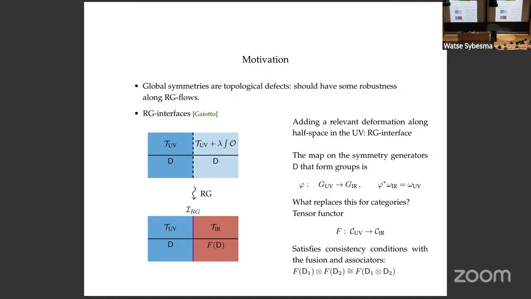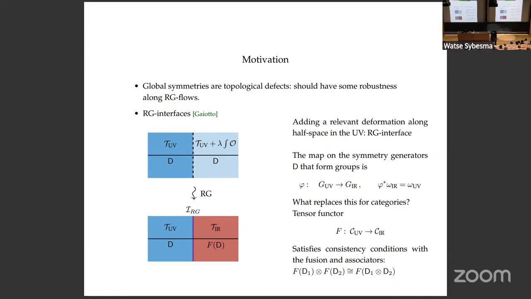And indeed, Gaiotto already noted that if you have a theory in the UV, and here there's some topological defect, and you do on one half space a relevant deformation, and then you flow to the IR, you get this half space interface, an RG interface, and that interface models the RG flow. So for groups, we can now track what happens to these topological defects very easily.